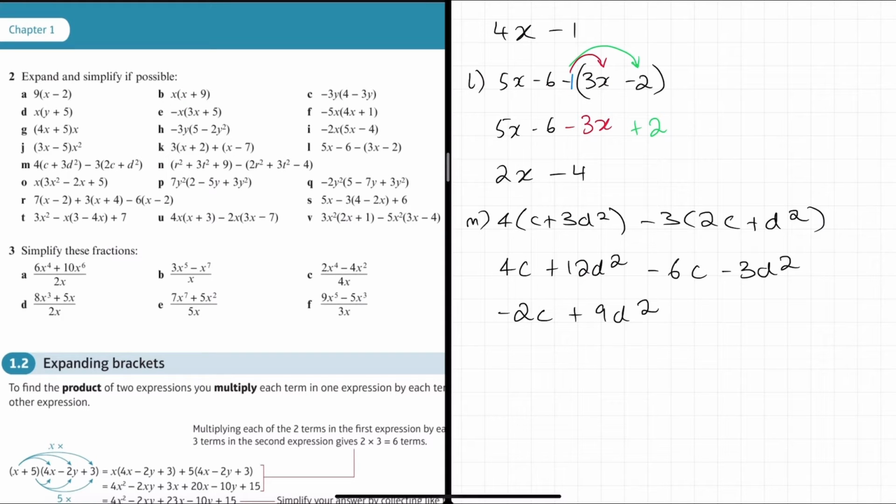Now, to make this look a little bit nicer, we could swap these two around and remove that plus sign there. That just reads a little bit better, but it really doesn't matter. It's the same thing, no matter which order you put it in.